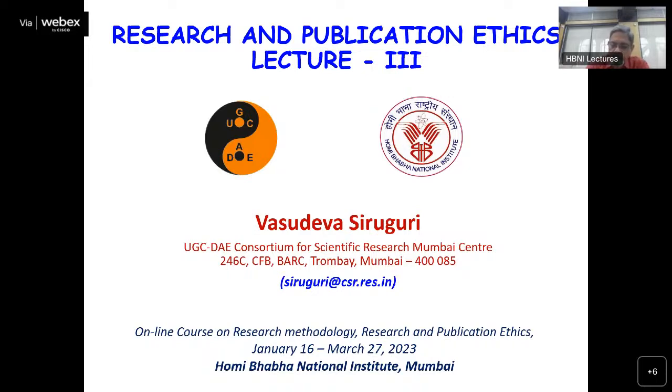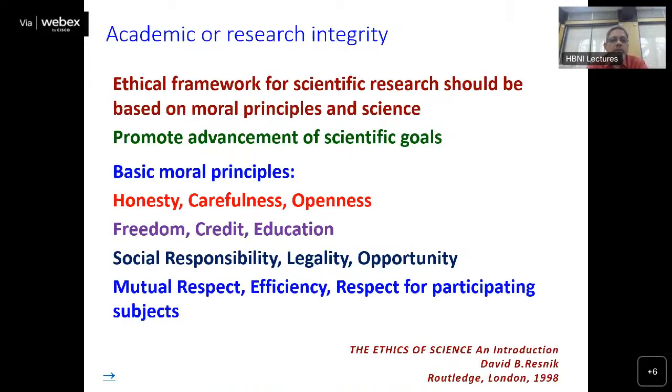To do a very brief recap of yesterday's lecture, I ended with the possible ethical principles that could govern academic and research integrity. I talked about certain principles which could be used to underline academic and research integrity, such as honesty, carefulness, openness, and then freedom, credit, and education.